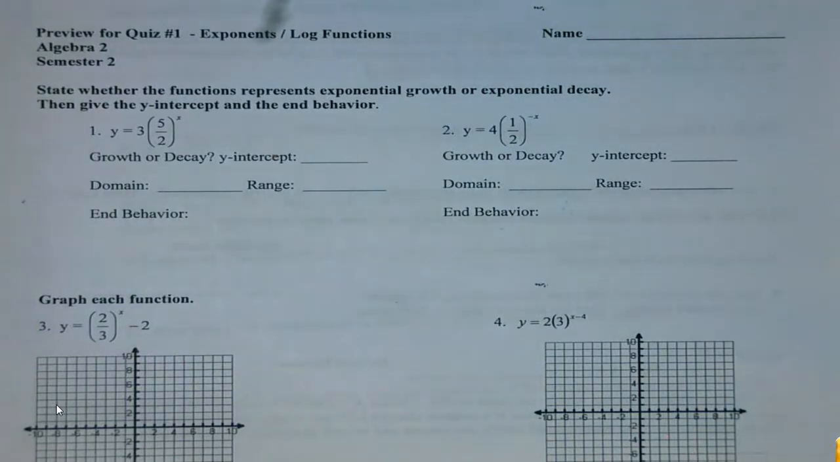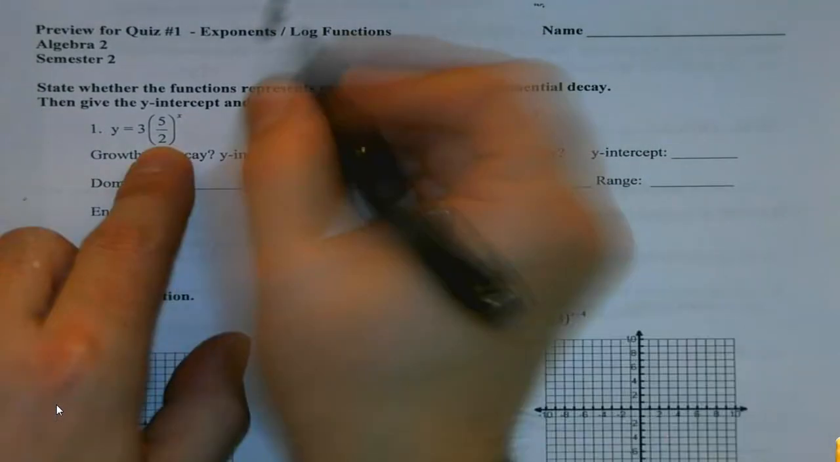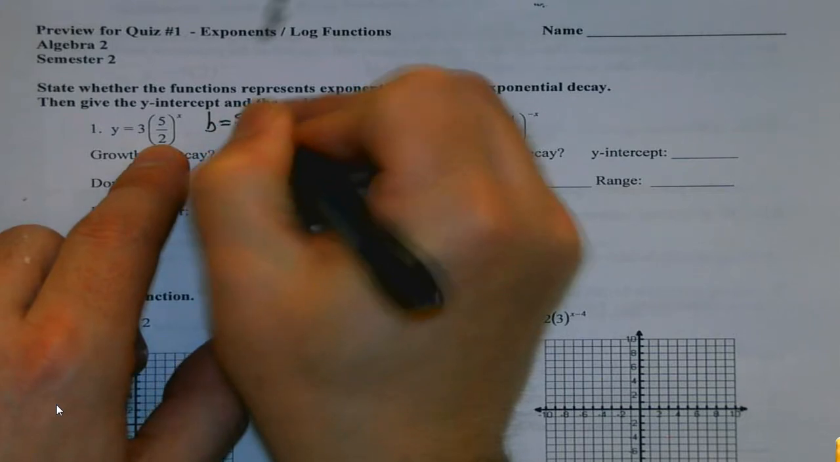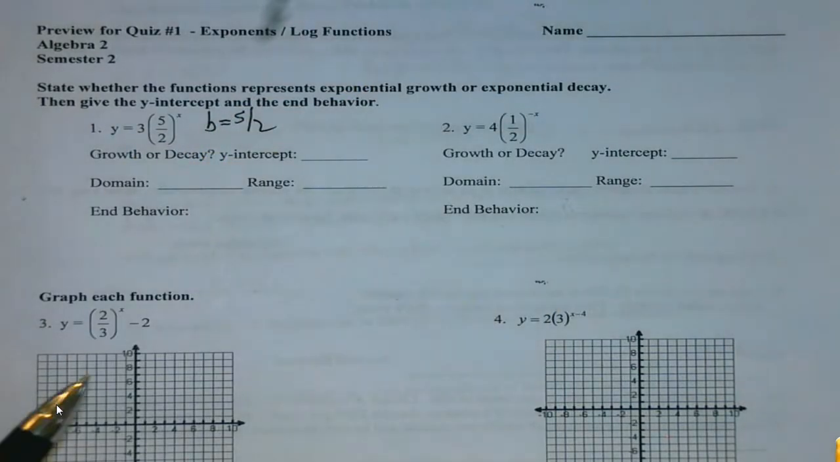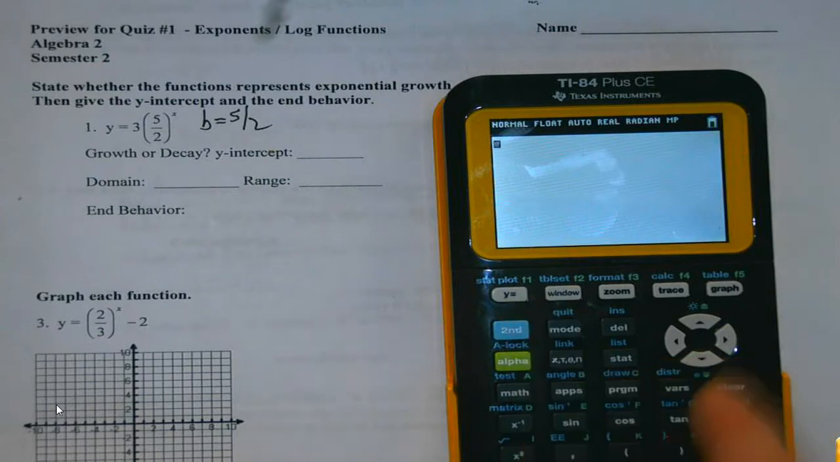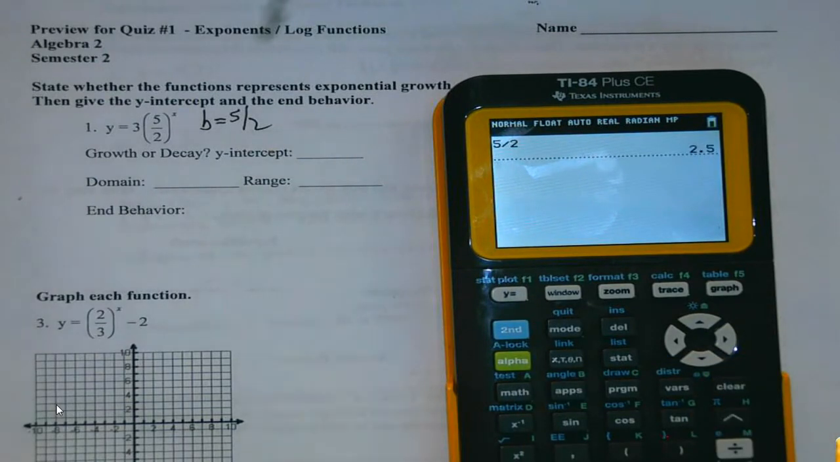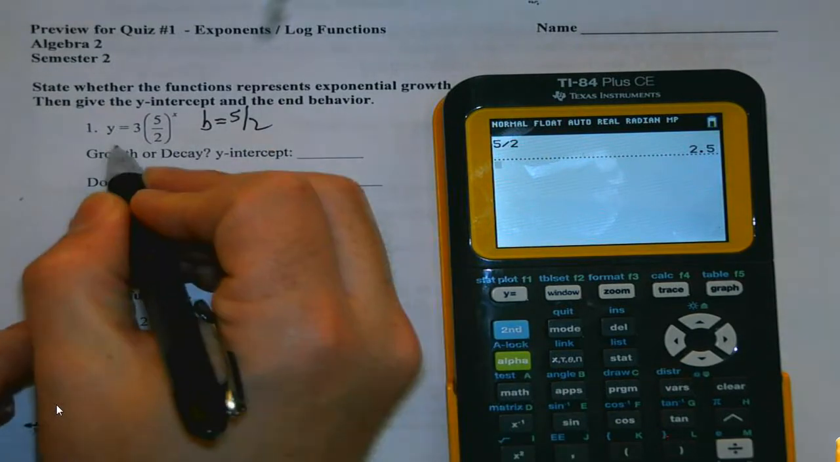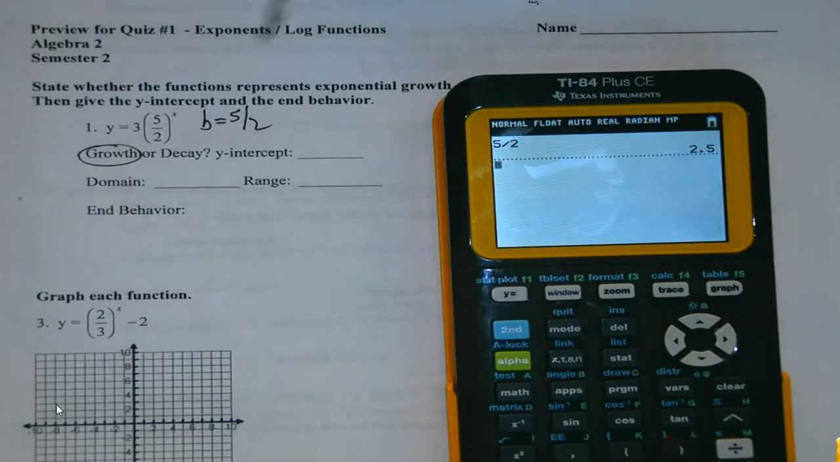Okay? Now, I should be able to answer some of this without my calculator. Does that mean I'm going to look and see if you used your calculator and shame you if you did? No. So like here I look and I'm like, okay, b is 5/2. Now be careful. Some of you are going to automatically see a fraction and say, ooh, decay. 5 divided by 2 is 2.5. Greater than 1. Growth. Okay?